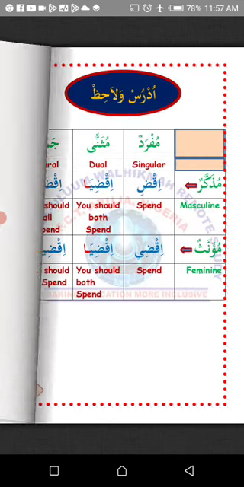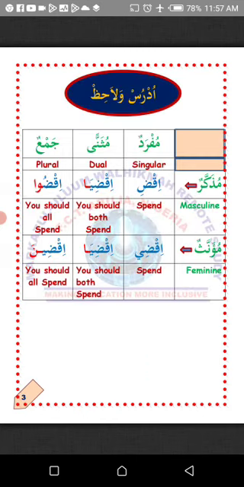MashaAllah. Udrus, learn, and walahis, observe at the same time. Mufradun, singular. Muthanna, dual. Jam', plural. Mufrad, singular, is a word in Arabic that means only one. Muthanna, dual, is a word in Arabic that means only two. Jam', plural, is a word in Arabic that means more than two.